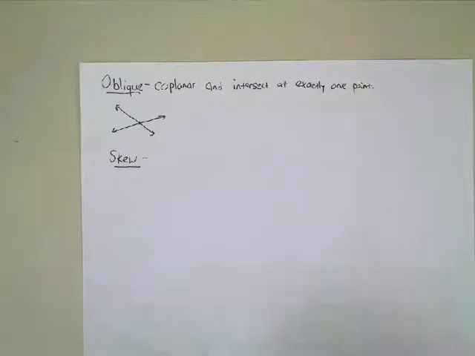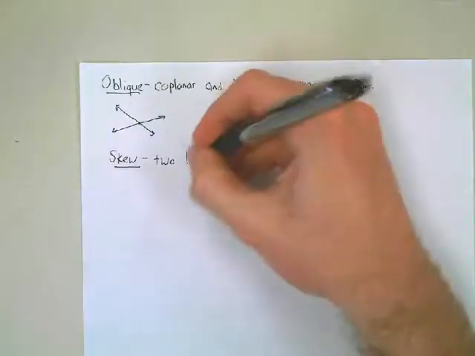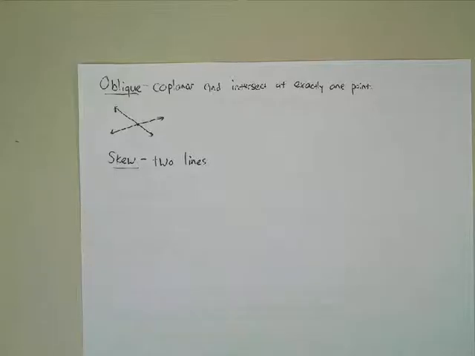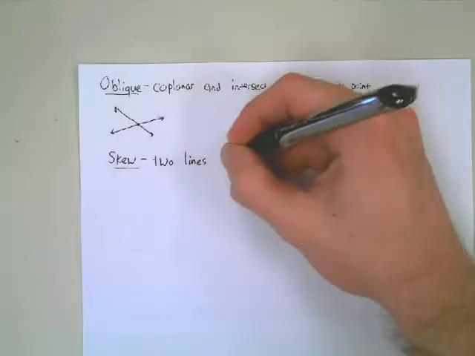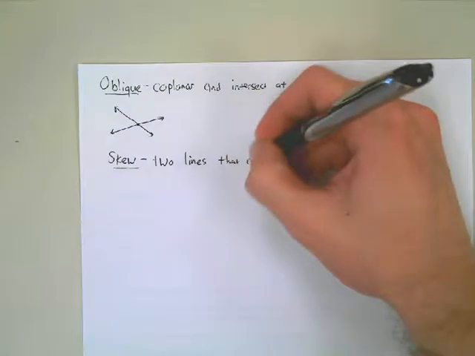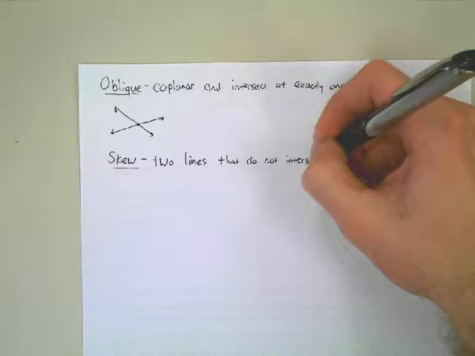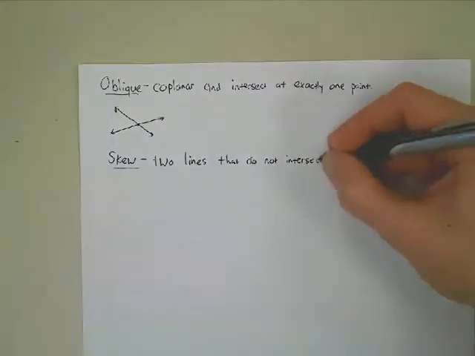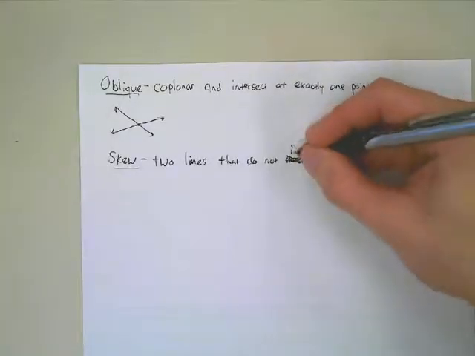All right. One other thing we talk about are skew lines. Skew lines are two lines that do not intersect and are not in the same plane. Do not intersect and are not in the same plane.